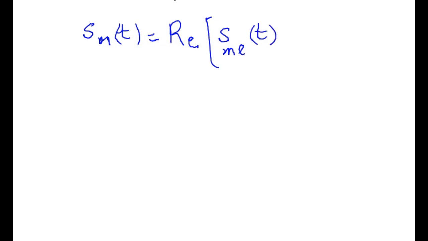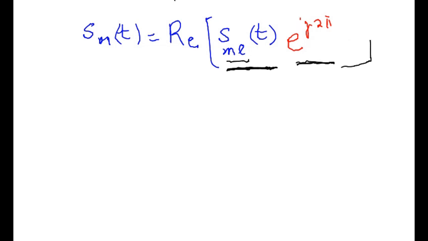We can say our carrier modulated signal is the real part of s sub m l of t, where I'm using m with a small l just to say that it's the low pass equivalent of a signal, times e raised to the power j 2 pi f c t. This is our signal s m of t, the carrier modulated band pass PAM signal, with the low pass equivalent being this one.